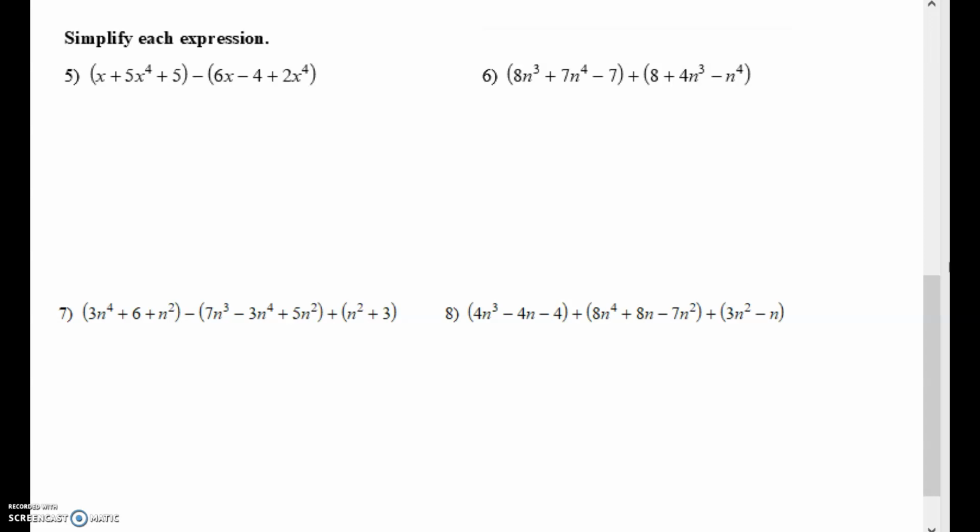All right, I want you to check this over. I'm going to give you some problems in Delta Math to do, and we will be done with adding and subtracting polynomials.